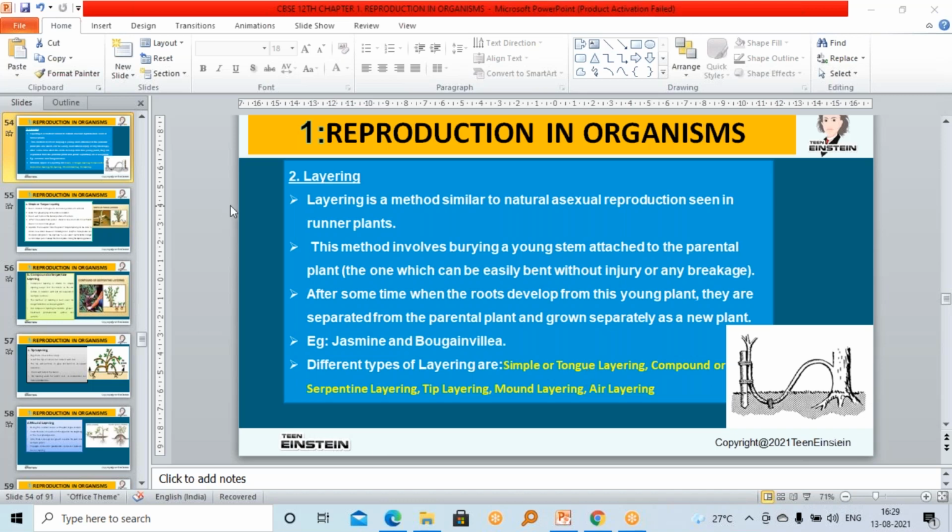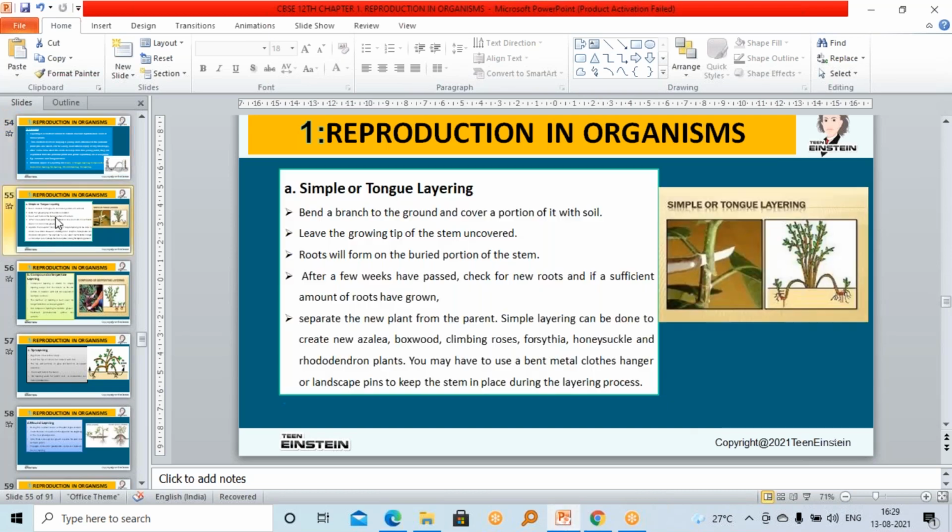Then different types of layering are there. In layering itself, different types are there. Simple or tongue layering, then compound or serpentine layering, then tip layering, mound layering, and air layering. There are 5 types of layering. Next, we are going to learn each type in detail. So first, we are moving to simple or tongue layering.